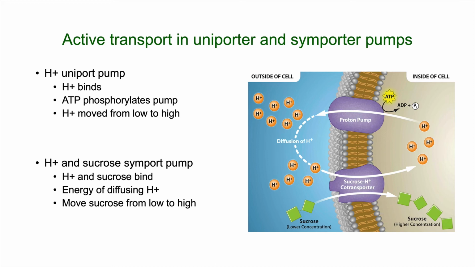The second protein in the lower part of the membrane is a symport pump, because it's combining both the hydrogen ion and sucrose. Both are moving through it at the same time, both going in the same direction. In this case, they're going into the cell.